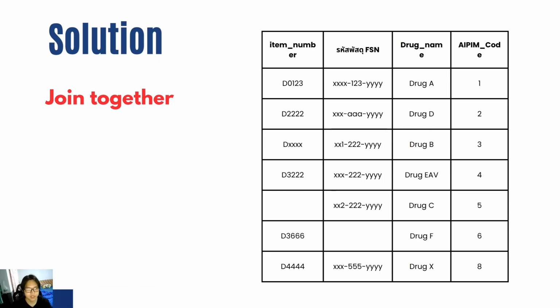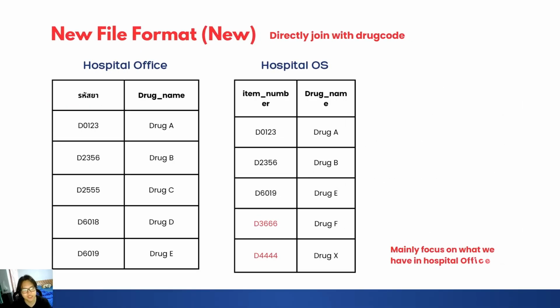This is our old solution, and this is our new solution. This is a new file format from pharmacies. They successfully export Hospital Office data that contains the same drug code, which can indicate the same drug as in Hospital OS. So we directly join with the drug code.